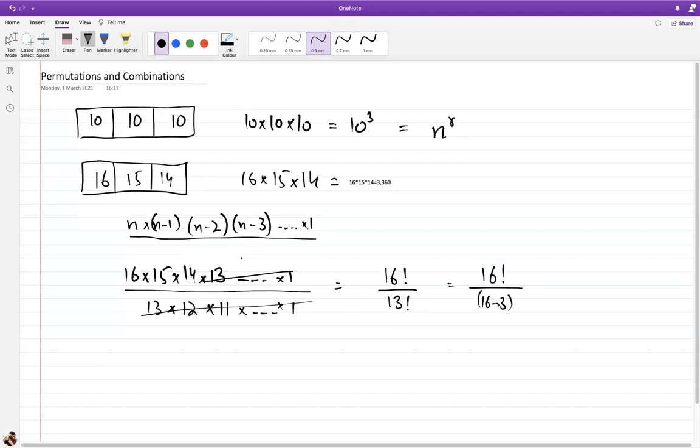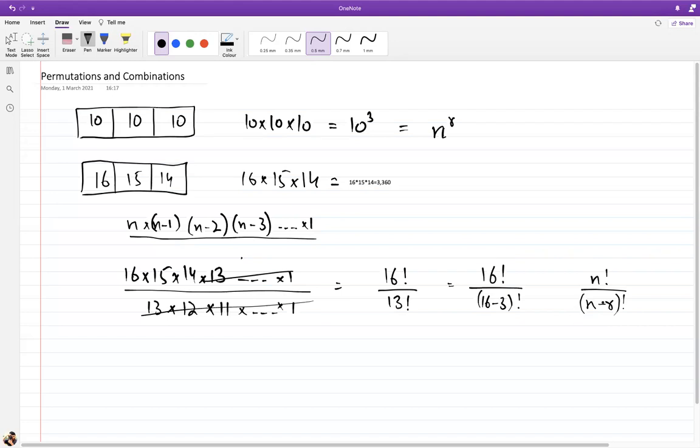The ones that I want to pick, I want to keep them, and the others I want to just cancel out. So it's like not picking 13 people and picking the 3. According to the basic counting principle, there are 16 factorial ways of picking all the people and making a queue. But not picking the last 13 would simply be that I divide those out so that they cancel. So that's what this is. And I can write this as n factorial over n minus r factorial if I were choosing r things out of n.